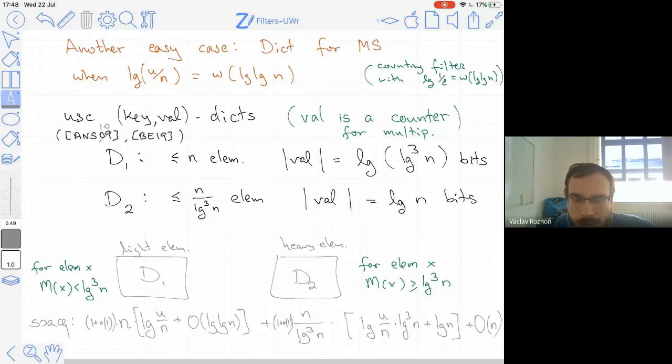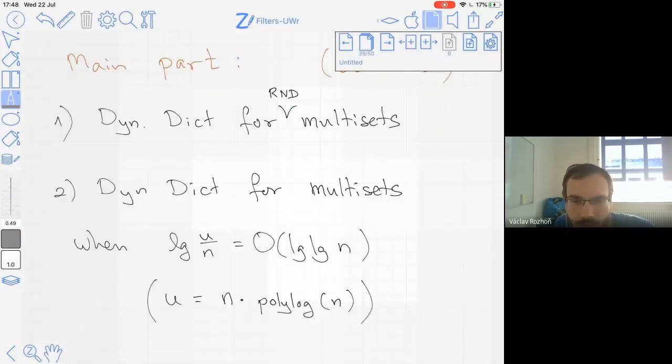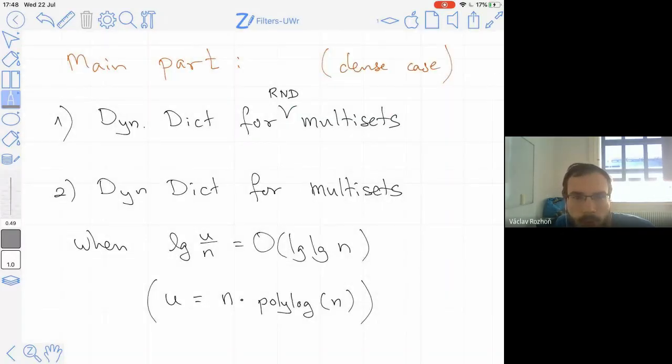Okay, good. So now we're left with the main part. We call this the dense case. The dense case is when log of u over n is big O of log n. The first case was when it was little omega of log n. Now it is big O of log n. That's the complementary case. And we want to design dictionaries for multisets, which are either randomized or arbitrary. And this would be the dense case. So we're left with the main part.